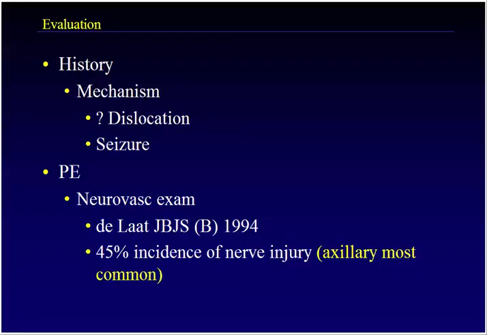The history is important for understanding the mechanism of injury. Did the patient have a concomitant dislocation of the shoulder? Did they have a seizure disorder? We've already talked about the incidence of humeral head fractures with posterior dislocations that you can see with seizure disorders. Of course, you have to do a neurovascular examination. There is a 45% incidence of nerve injury associated with proximal humerus fractures, with the axillary nerve being the most commonly damaged.